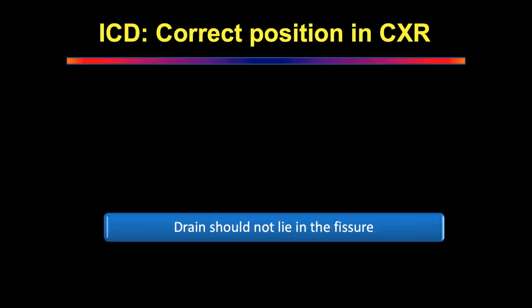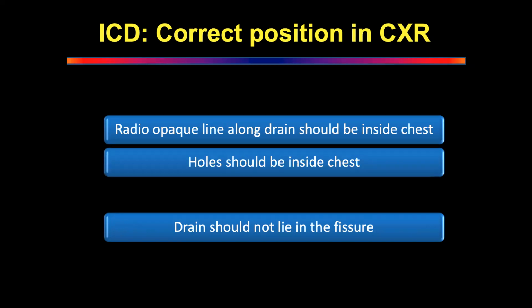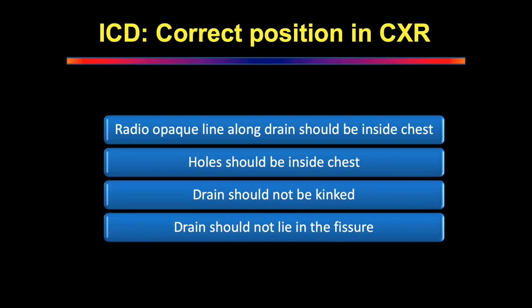All right. Now, how do you make sure that the drain is in the correct position on a chest X-ray? The last hole we have to see. Direction of the drain. Somebody said that. Shilpa said that. The radio-opaque line is there. You have to see that the radio-opaque line is all inside the chest. The last hole is inside the chest. And the drain should not be kinked. And preferably on table, make sure that the drain is not lying in the fissure.